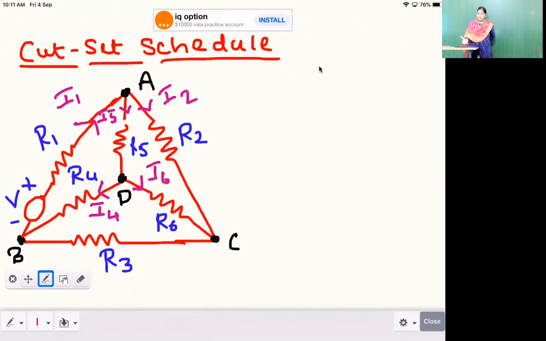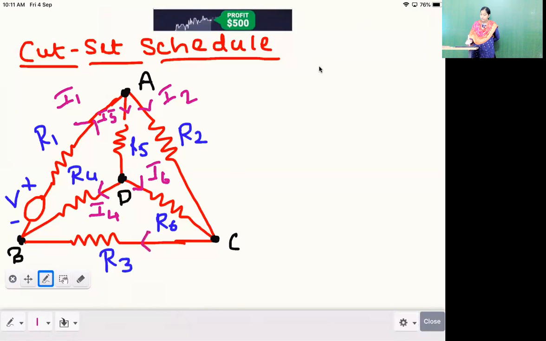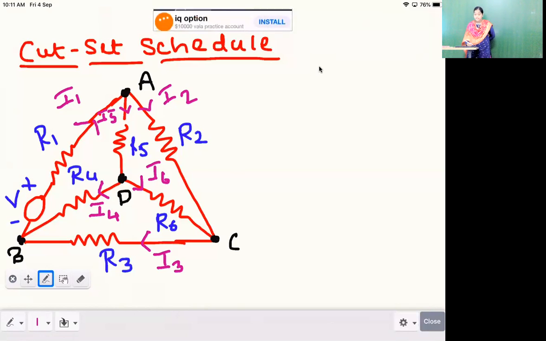Now from A to C the current I2 is flowing. From D to C, I6 is coming. Once it comes, it goes through R3. Let us name this current as I3. I hope it is clear to everyone. For this particular network, there are 4 nodes and 6 branches. For these 6 branches, I have named the currents I1, I2, I3, I4, I5 and I6, and the nodes we have named A, B, C and D. So this is the first step.